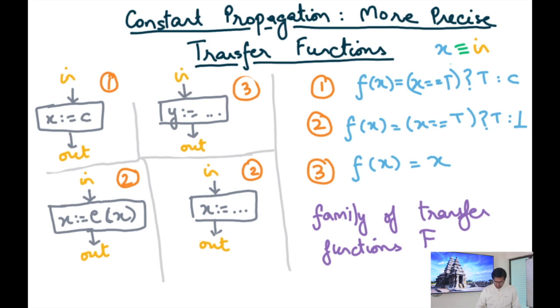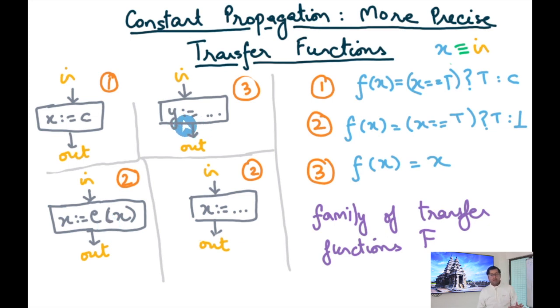Just like I had three different functions, the first was x := c. The first transfer function that I use here is f(x) equals: if x is top, then top, otherwise constant. The second transfer function was for x := e(x). Because e(x) can be non-constant, I just use bottom for it. So if in is top, then out is top. If in is bottom, then out is bottom. So the second transfer function says that if x is top, then top, otherwise bottom, because x is being assigned some arbitrary value.